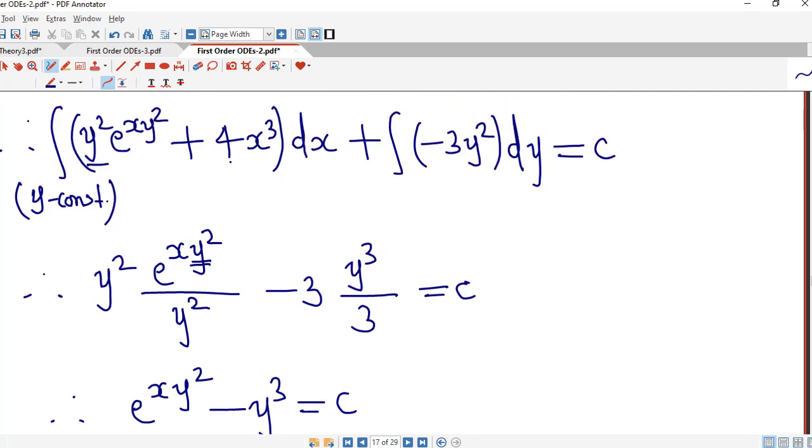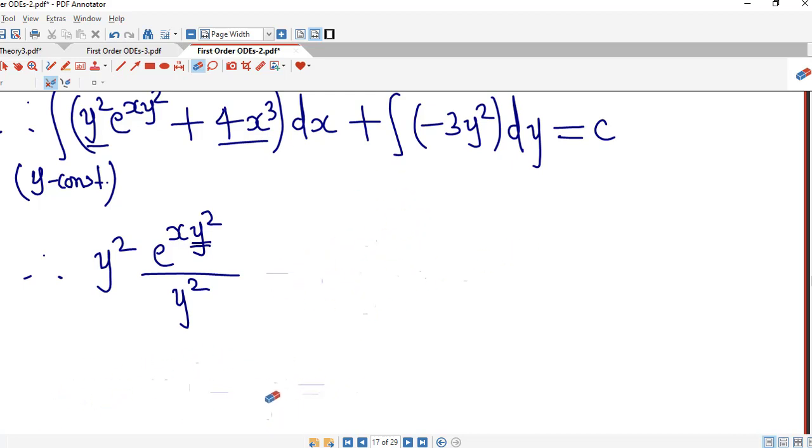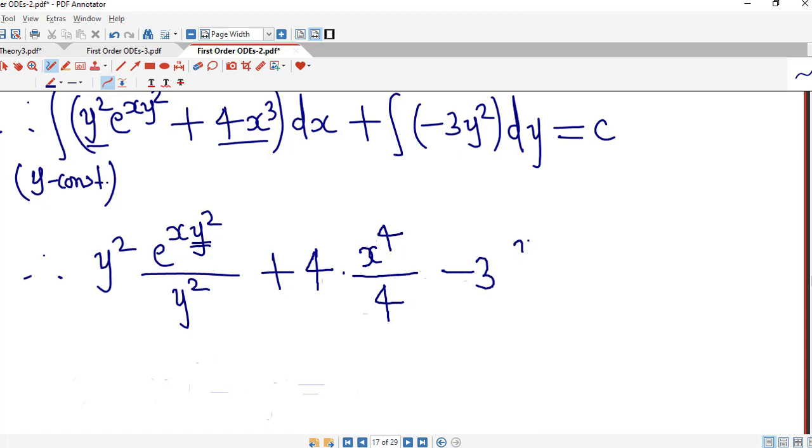Here I forgot to write down the integral of 4x cube, so let me correct this. All the other things are correct, but I have to rewrite here. The integral of y square e raised to xy square is y square e raised to xy square divided by y square, plus 4 times the integral of x cube, which is x to the power 4 divided by 4, minus 3 y to the power 3 divided by 3 equal to c.